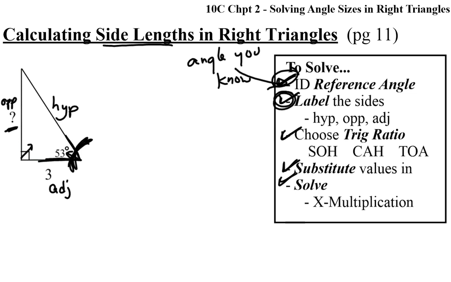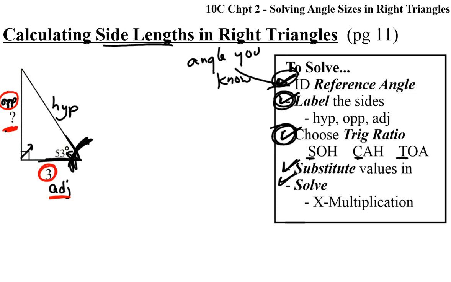So, we know we're using angle 53. We know the names of the three sides. Now we choose the trig ratio. Do we want sine, cosine, or tangent? Well, we talked about this in lesson 1. Look at what you're trying to find. We're trying to find this side here. So that's an important side. We need to work with the opposite. The adjacent is given to us.